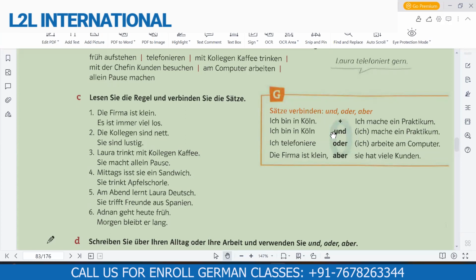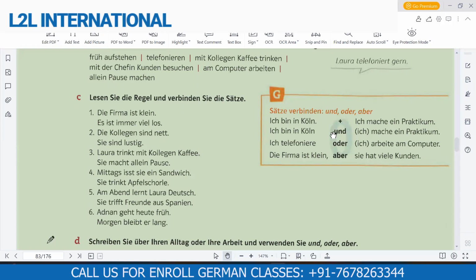Next is aber. So I'm saying ich spiele gern, aber nur am Wochenende. So this is a limitation: I like to play, but my restriction is only at the weekend. That means only in the weekends. So this is how I gave you the example of und, oder, and aber.